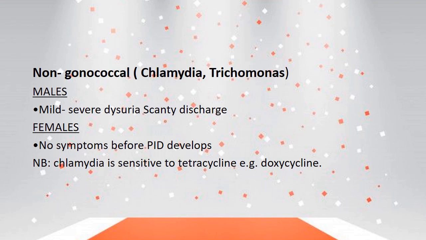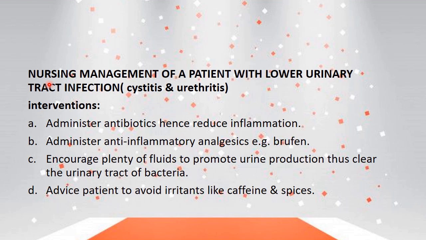On nursing management of a patient with lower urinary tract infection, both cystitis and urethritis, you first administer antibiotics which we mentioned earlier. You can use nalidixic acid 500 mg for 7 days, 4 times a day, or you can use nitrofurantoin 100 mg 2 times a day for 5 days. Then encourage plenty of fluids to promote urine production, thus clearing the urinary tract of bacteria. Plenty of food is encouraged.